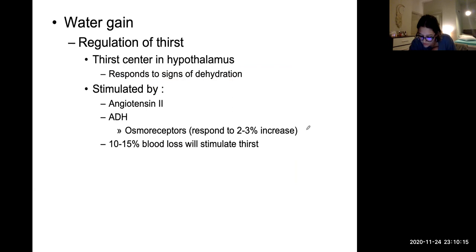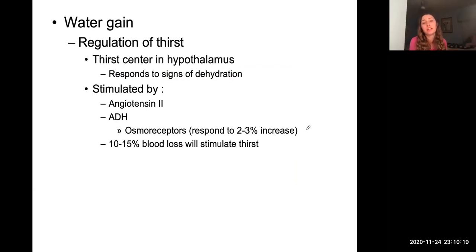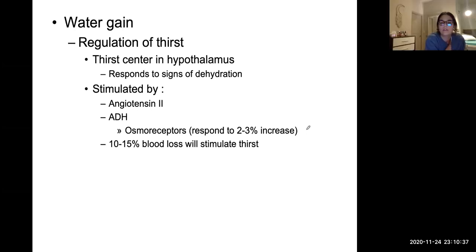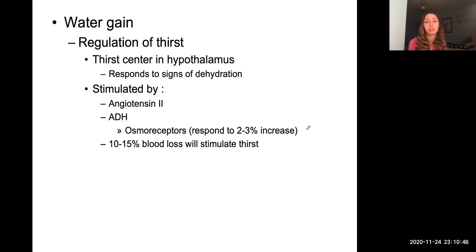What is the regulation of thirst? There's a thirst center in the hypothalamus, and it responds to signs of dehydration by sending out the hormone angiotensin 2. It's the whole RAA system, and ADH. And what are the osmoreceptors again? They regulate pressure, blood pressure.